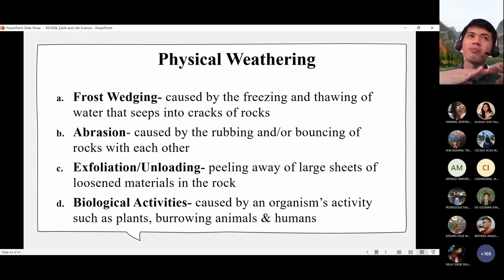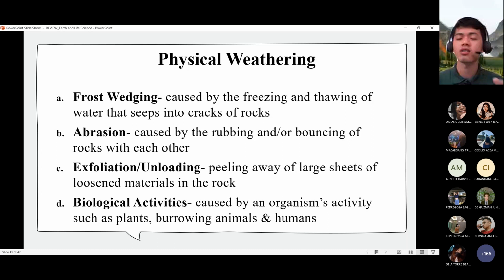Or palayo ng palayo yung distance ng crack ng rock na yon, okay? Yung crack. So yung distance niya, palayo ng palayo or pahaba ng pahaba yung distance niya. So that's frost wedging. Now, abrasion, of course, it has something to do with the rubbing and bouncing of rocks with each other.